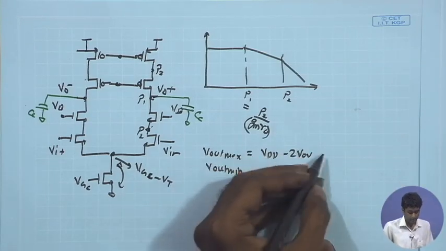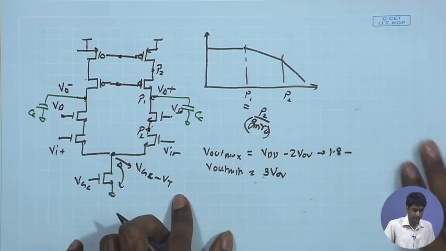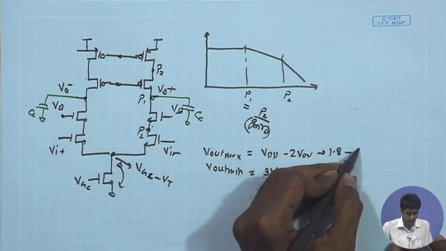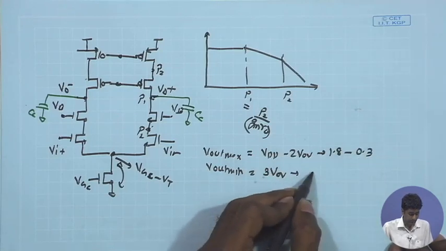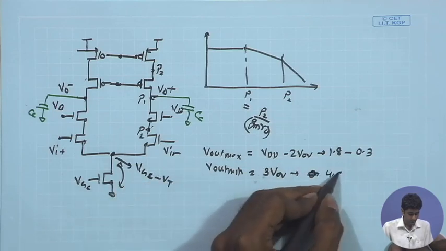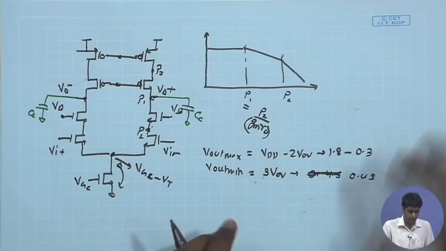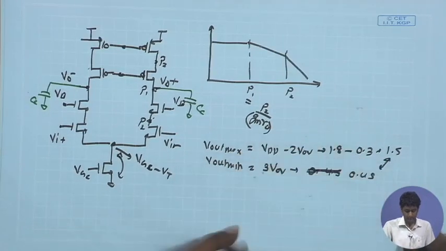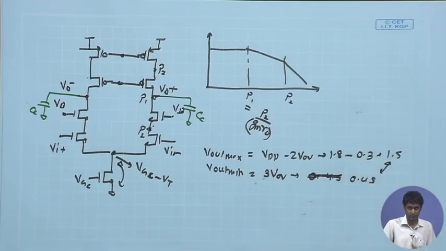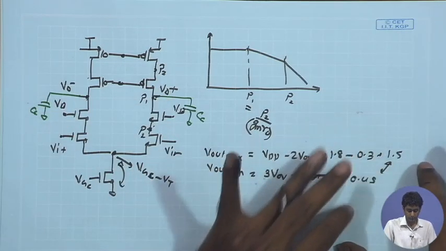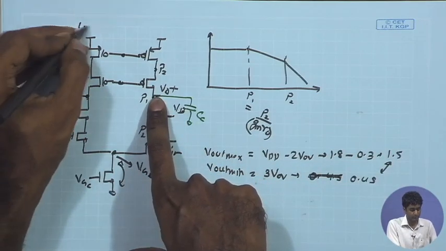The maximum can be 1.8 volt minus the overdrive, even if it is 0.1 volt or 0.15 volt, it can lead to 0.3 volt over here, and the minimum maybe around 0.45 volt. So you are having a range from 0.45 to 1.5, and therefore we can say that 1 volt peak to peak can be achieved, and I would like the output DC point to be close to midway of this. So the output DC point for a 1.8 volt supply can be close to 1 volt.